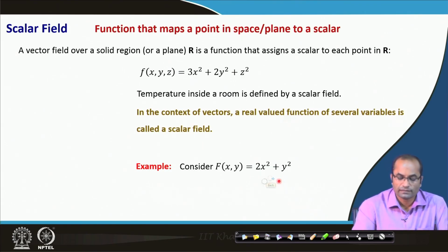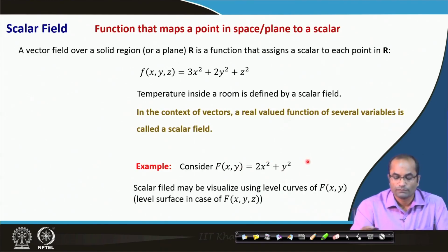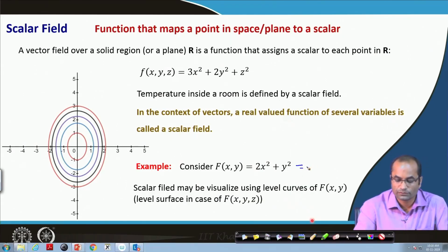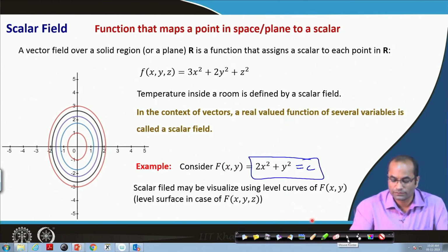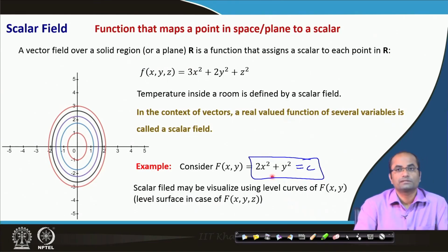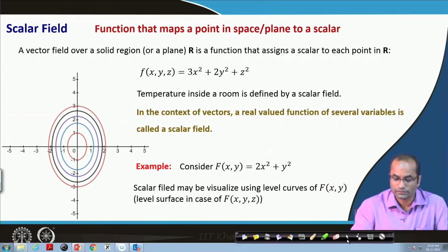Here we take 2x² + y², putting some constant, and by varying this constant we can have different curves, and these curves tell us that the value of this function is the same on this curve. So, if we plot this for different values of the constant, we get these parabolic curves, and on each curve the value at any point is the same. That is the visualization we can think of for such functions.